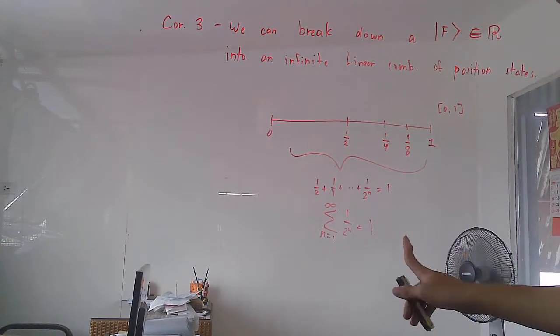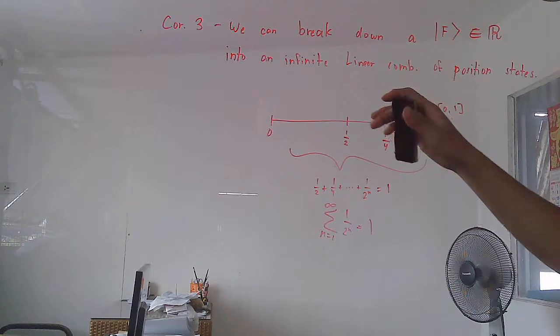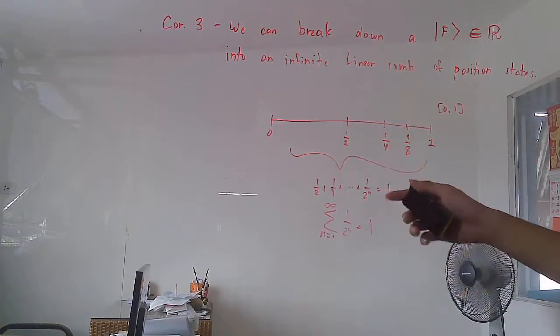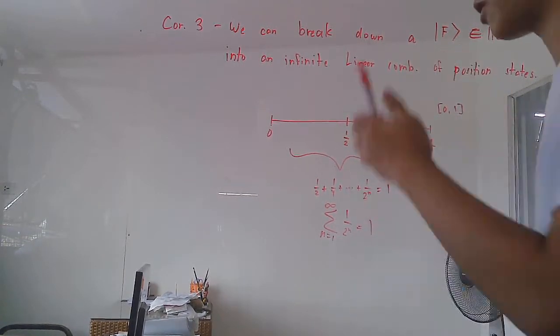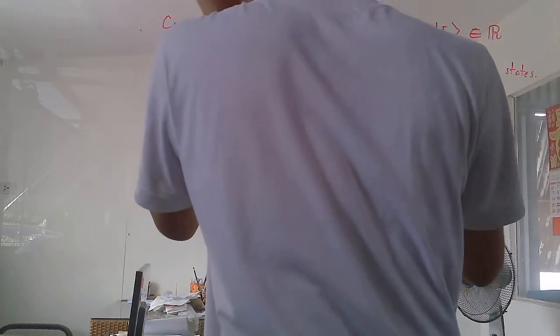Like that, we can break this down into finitely many f, such that if we add them up, even though it's an infinite series, they all just add up to f. So that's the corollary that I want to add from the previous lecture.